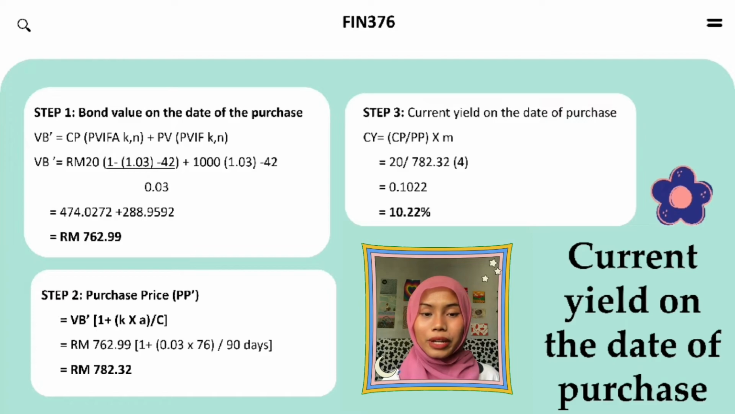Lastly, step 3, we need to calculate the current yield on the date of the purchase. By using this formula, CY, the current yield, equals open bracket CP, coupon payment, divided by purchase price close bracket times M. Then we will get 20 divided by 782 ringgit and 32 cents multiplied by 4 times, and then we will get 0.1022, which means the current yield on the date of the purchase is 10.22%.